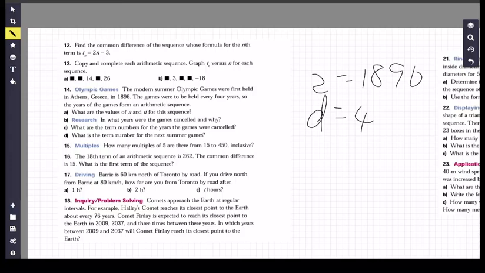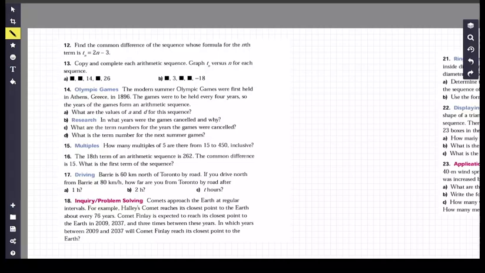So let's go ahead and see. B is a research question: in what years were the games cancelled? In history, there were actually 3 games cancelled. That'd be 1940, 1944, and 2020, because of World War II and the pandemic. So let's take 1940 as an example. Let's go ahead and do C.